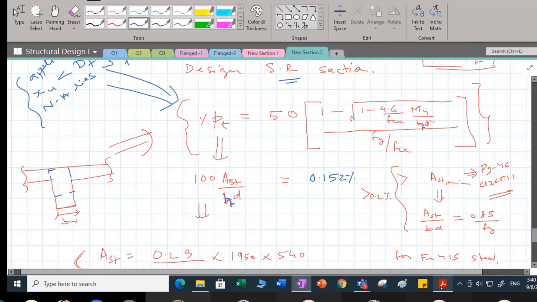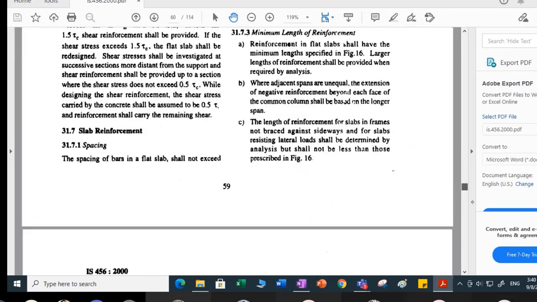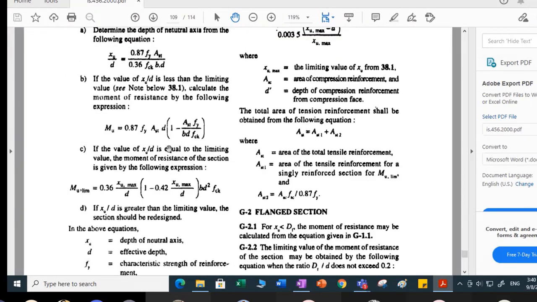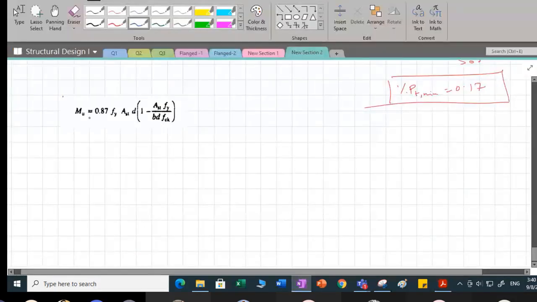Why is it so? Let me show you how exactly this formula had come. It is actually coming from this formula. Can you see here this term AST by BD? So you can apply this formula since XU is less than depth of flange. You substitute Mu equal to Mu max and solve this, and from here you can get your reinforcement. You'll get a quadratic equation.